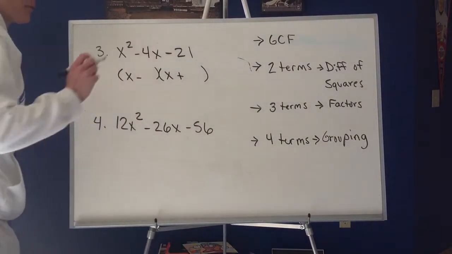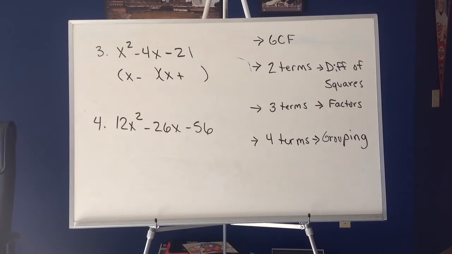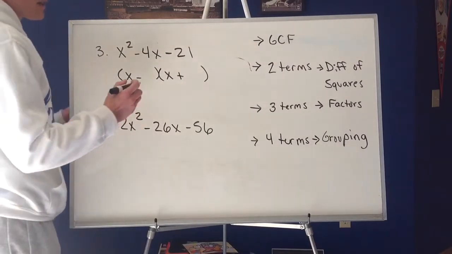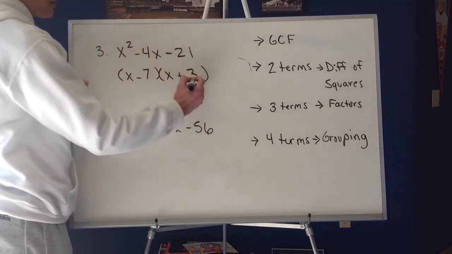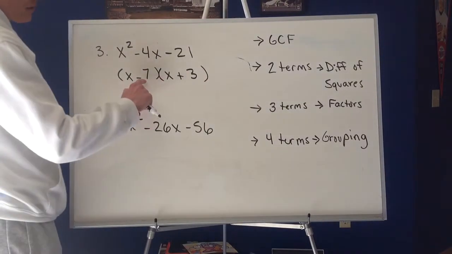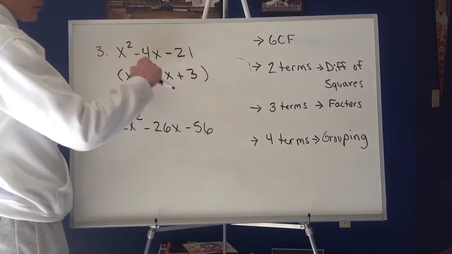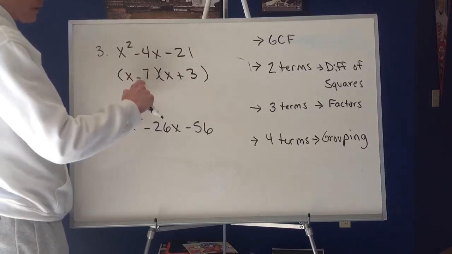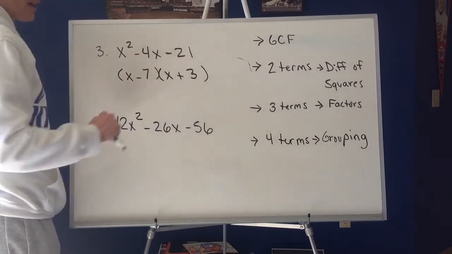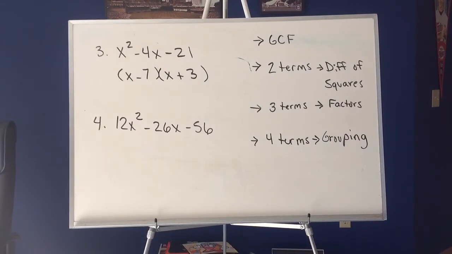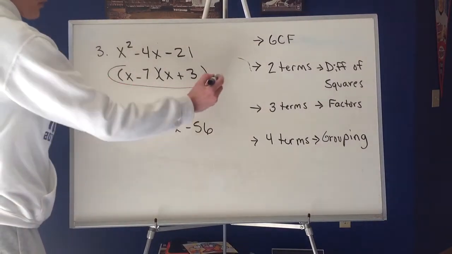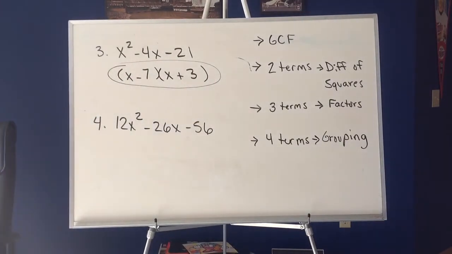So I'm looking for factors of negative 21 that give me a negative 4. The ones you're going to want to use are -7 and +3. Okay, because if I add -7 plus 3, I get -4. If I multiply -7 and 3, I get -21. Okay, so that would be factored for 3 terms.